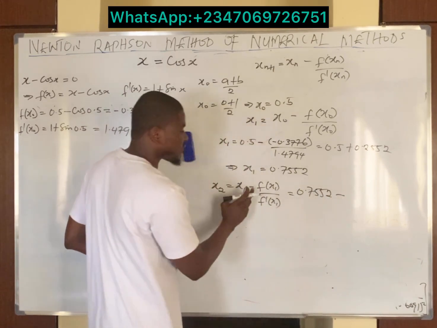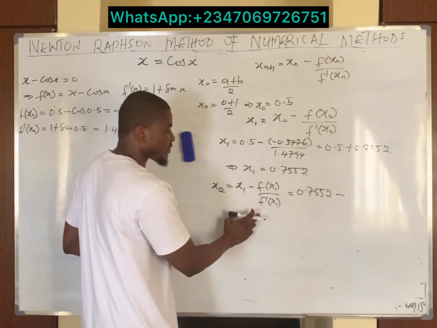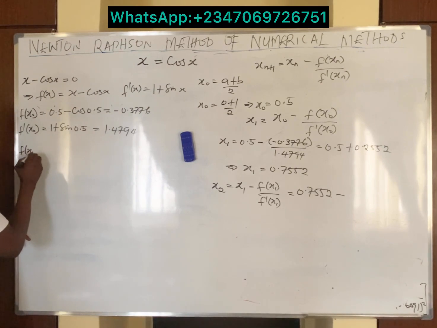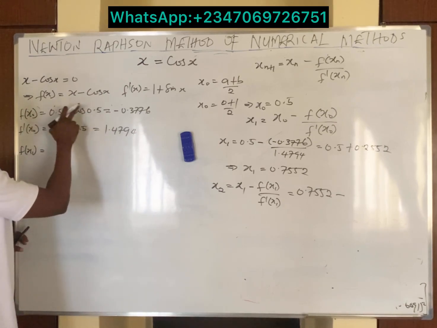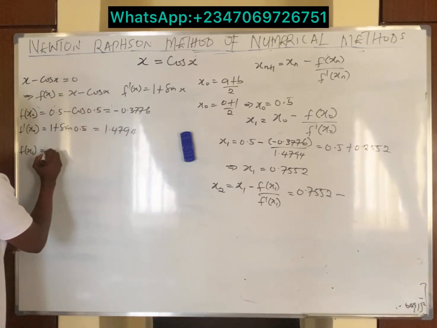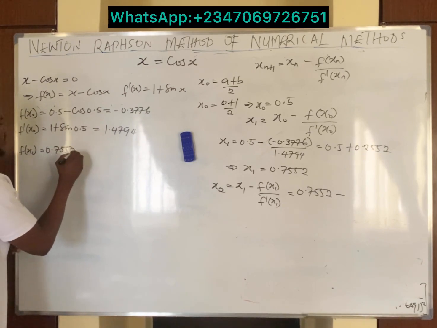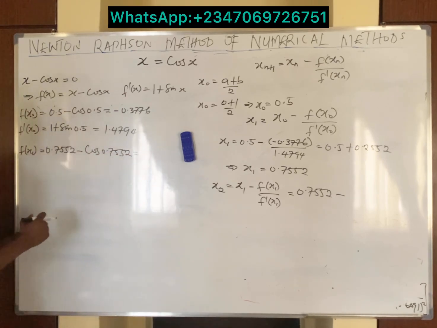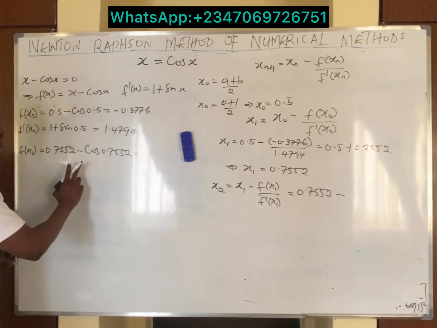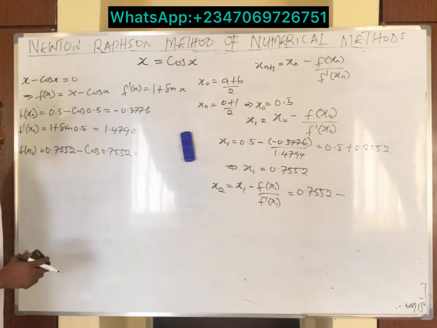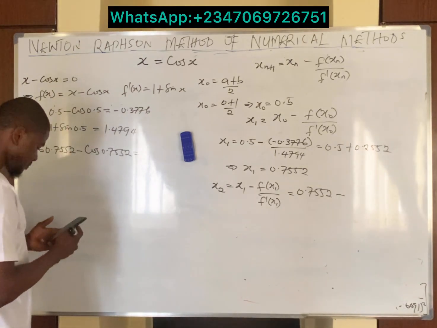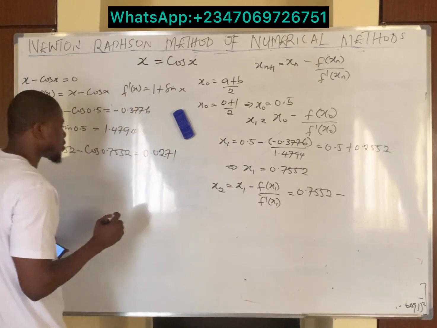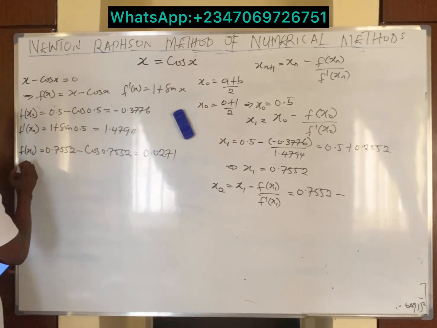So once again, this is going to be equal to, we know what x1 is, 0.7552 minus, so we need to find the function at x1, and find the derivative of the function also at x1. So we'll move over here now. So we find f of x1, which means plugging the value of x1 into the function. The function is x minus cos x. x1 now is 0.7552 minus cos 0.7552. So I'll punch everything all together. Also, do not forget to put your calculator in radian mode to have the same values as we are having. So let's do this now and see. So everything gives us 0.0271 upon evaluation.